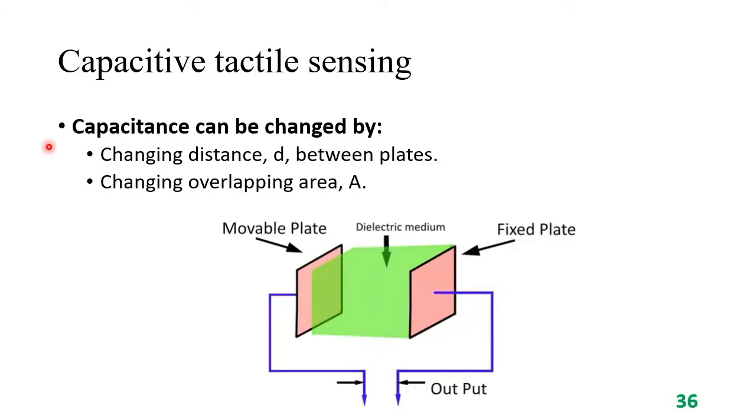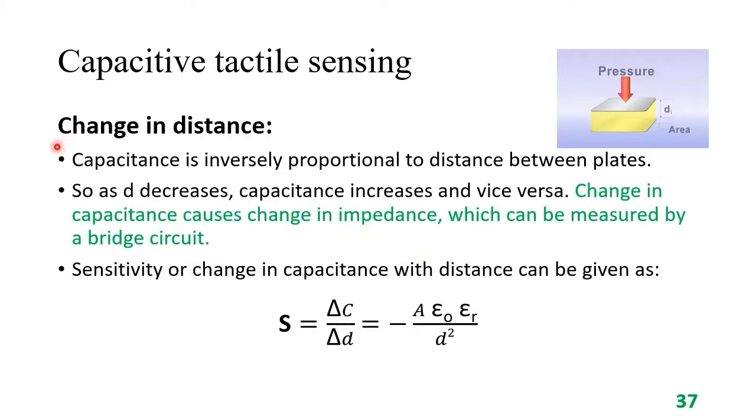Capacitance of a parallel plate capacitor can be changed in two ways. The first one is changing the distance d between the parallel plates, whereas the second one is changing the overlapping area between the two plates. Change in distance: capacitance is inversely proportional to the distance between plates. So as d decreases, capacitance increases and vice versa. Change in capacitance causes change in impedance, which can be measured by a bridge circuit.